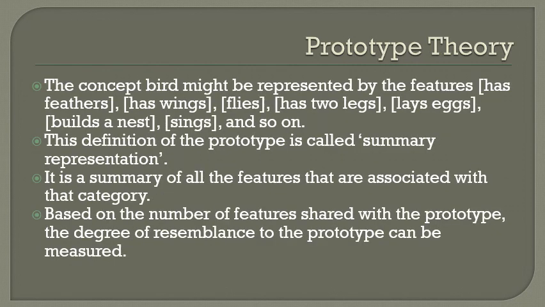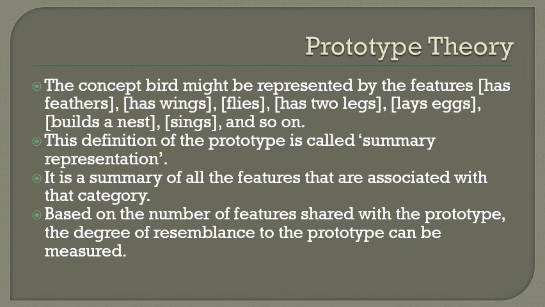All right, so let us look at an example of how something is defined in the prototype theory. The concept of bird is the concept we are going to define using prototype theory, and it can be represented by the features: has feathers, has wings, flies, has two legs, lays eggs, builds a nest, sings, and so on. Like this, we can list all the features associated with the category bird, right? And then this ideal prototypical bird will have all of these features.